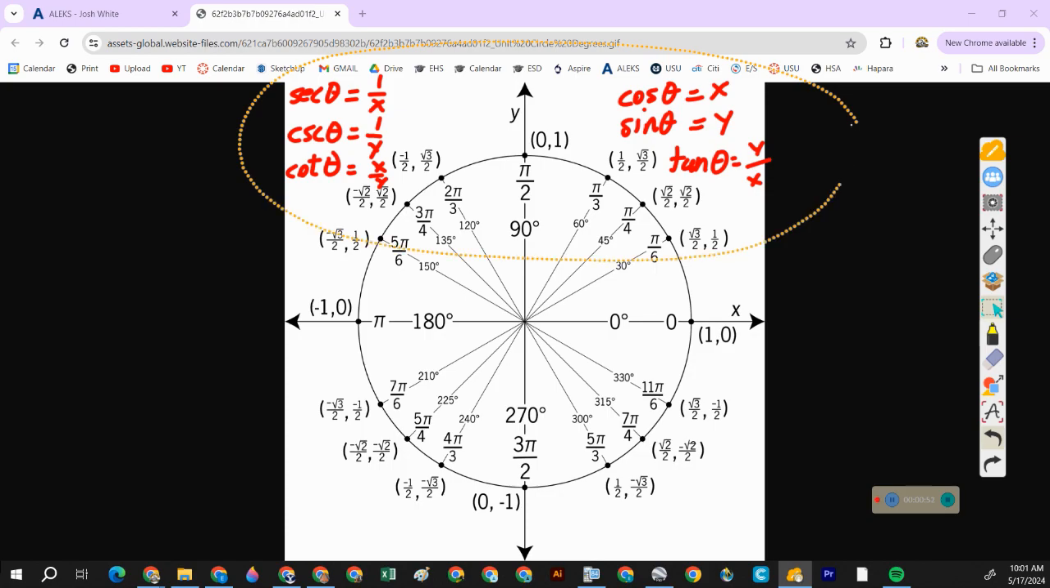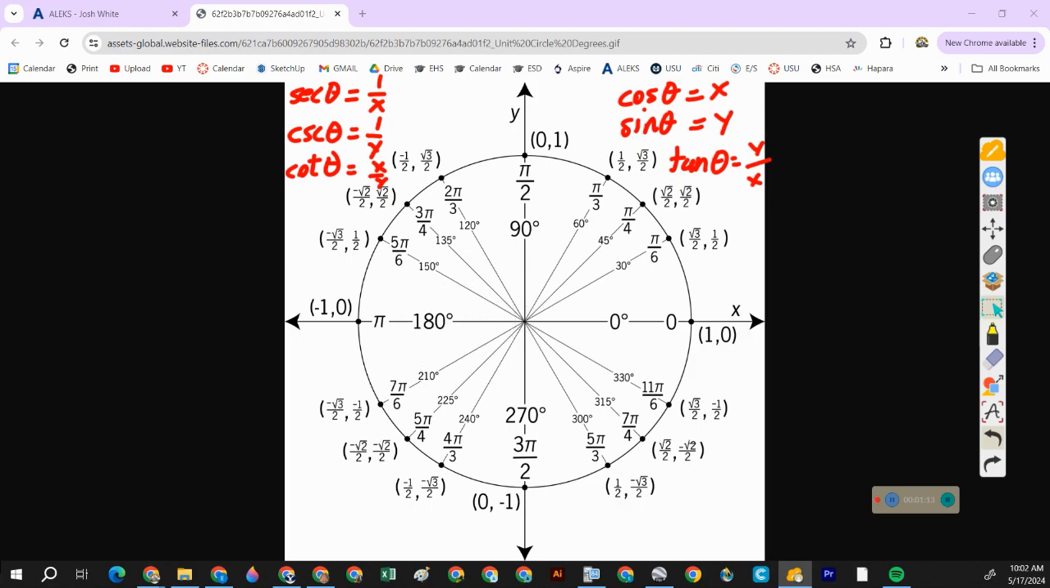So let's lock these. So the sine of 3 pi over 4, 3 pi over 4 is in quadrant 2, and sine is the y value. So root 2 over 2.